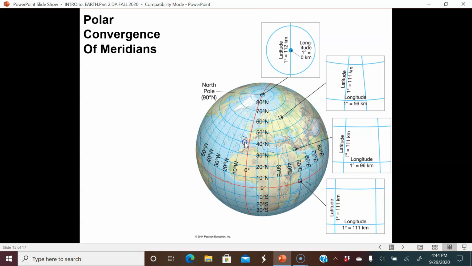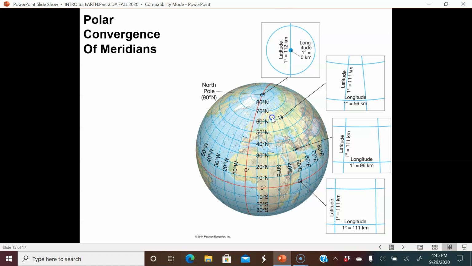That point right there, we know it's 40 degrees north and it's 10 degrees west. So we would say that point is 40 north, 10 west. That point would be 50 north, 20 west. This point here would be 50 north, 40 east. That point would be 10 south, 10 west. Again, always putting latitude first. Always latitude first.